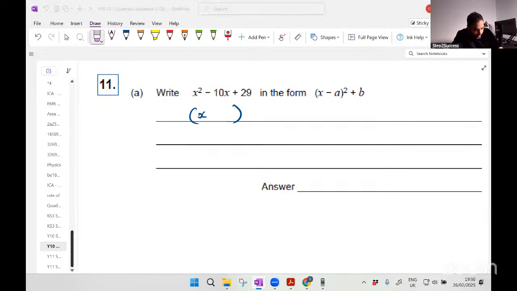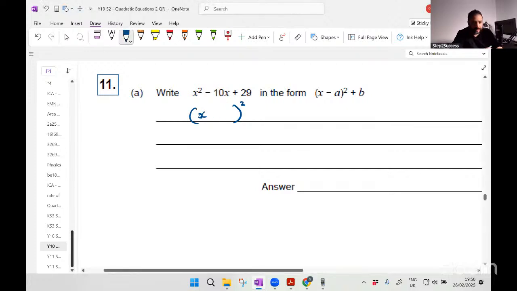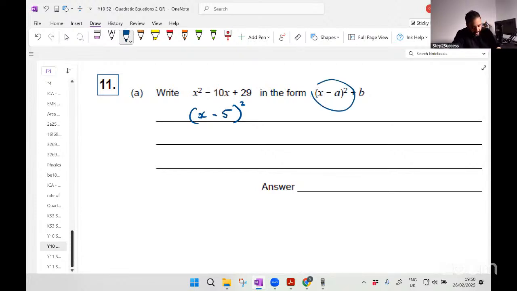Remember, when you're doing this, you want to put the x there, you want to put a squared there. That should never change. What you want to do next is halve this number. So if it's a minus 10, it halves to minus 5. So you've kind of done half of it already. That's how easy that bit is. The next bit requires a little bit of thought.